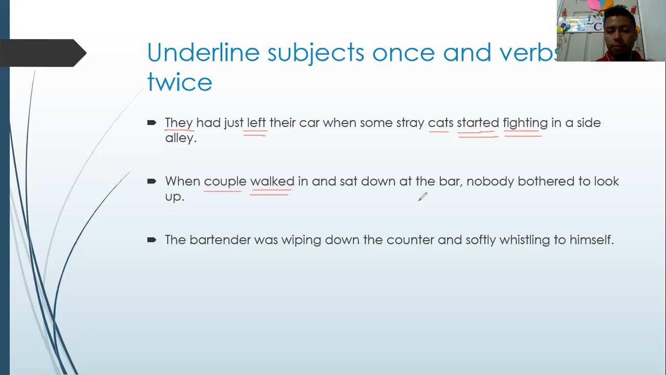And we have, so I have a question. We have one more subject. Sat. Sat down. Yes. Sat in this case. That is a phrasal verb. Good. At the bar. And we have a compound subject or compound sentence. We have nobody bothered. Nobody. Wonderful. Splendid. Yes, nobody is the other subject. And another verb?